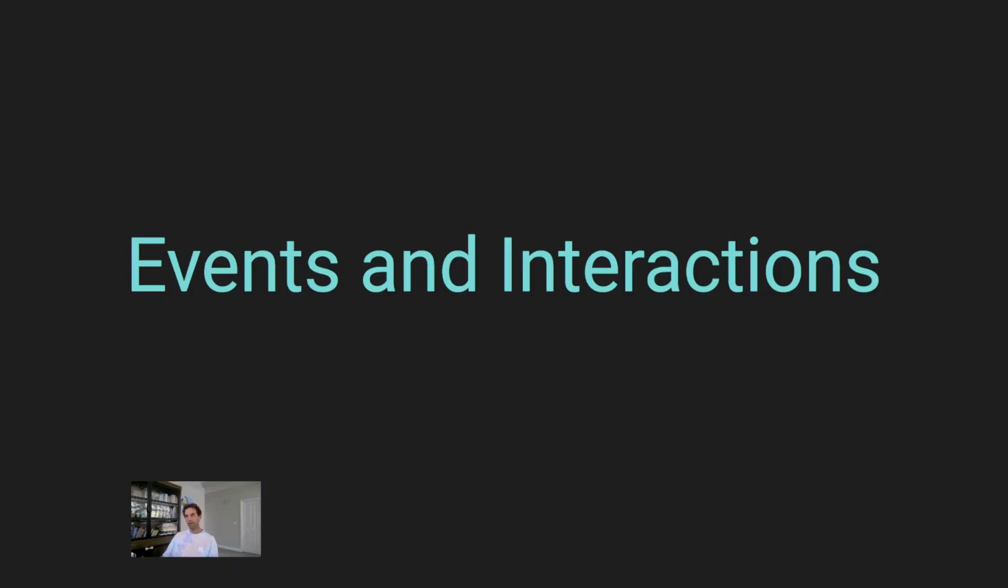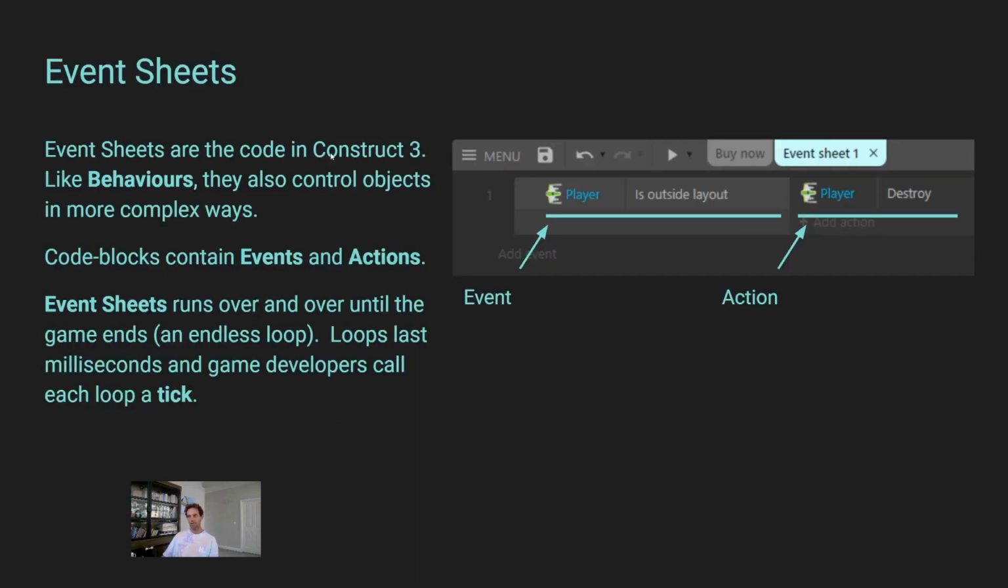And before I show you how, I'm going to introduce some concepts. So of course, event sheets. Event sheets are the code in Construct 3. Like behaviors, they also control objects, but they allow us to do more complex things with objects as well. Code blocks, and a code block is one of these rectangular blocks shown on the right, contain events and actions. For example, in this one, the event is that when the player is outside the layout, and the action is the player will be destroyed. So that's one code block in Construct.